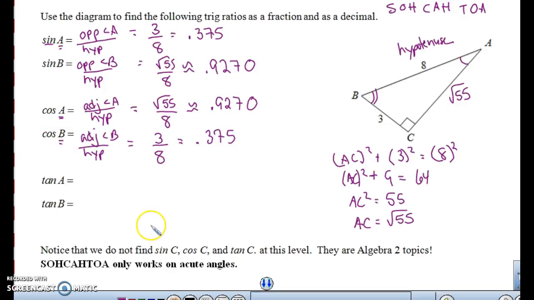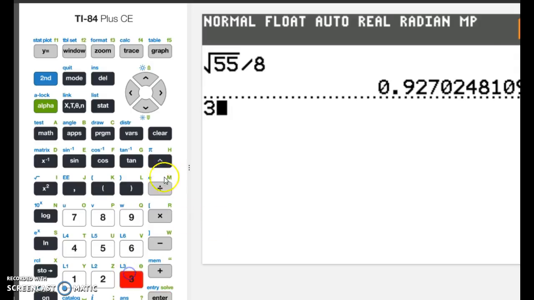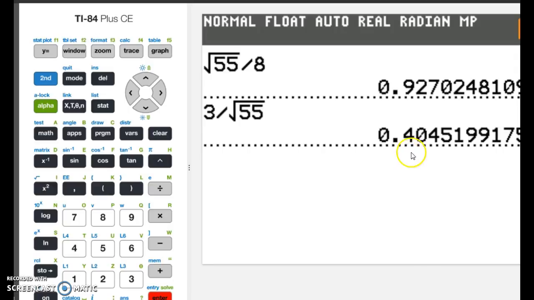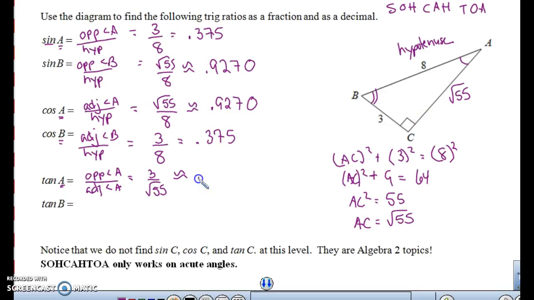All right, last two, tangent of A and tangent of B. Tangent is opposite over adjacent. So again, from angle A, opposite angle A and adjacent to angle A. The side that is opposite angle A is 3, and adjacent to angle A is the square root of 55. All right, so that's going to be an irrational number, but let's divide it out. 3 divided by the square root of 55, and you get about 0.4045, approximately. That's your ratio as a fraction and as a decimal.